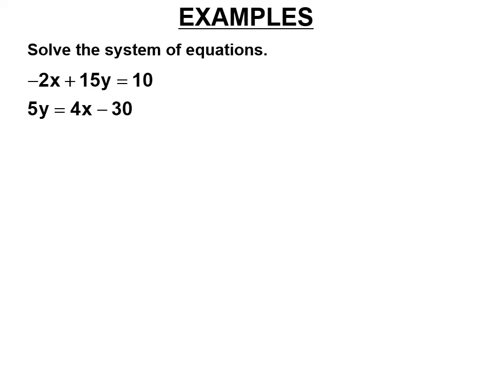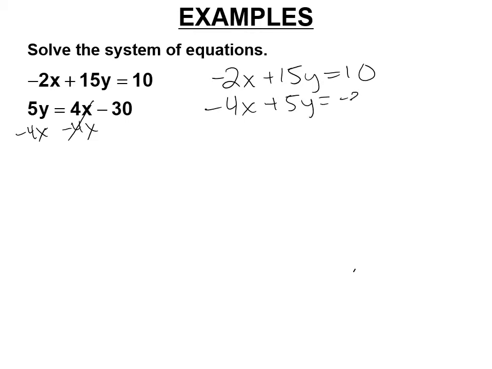This one's not lined up. You need to rearrange. Okay, so the top one is almost in standard form, right? It's got a negative a, but it's fine. And then I'm going to subtract 4x to both sides here. So negative 4x plus 5y equals negative 30.